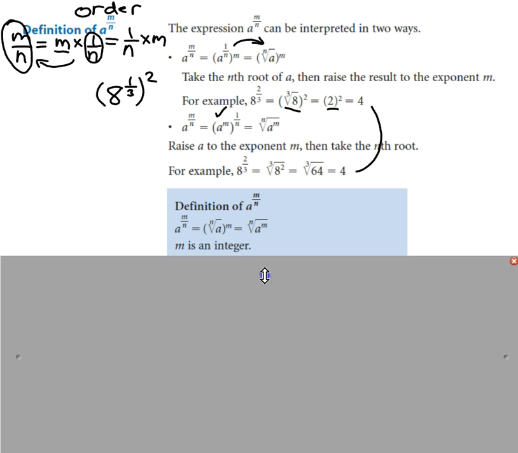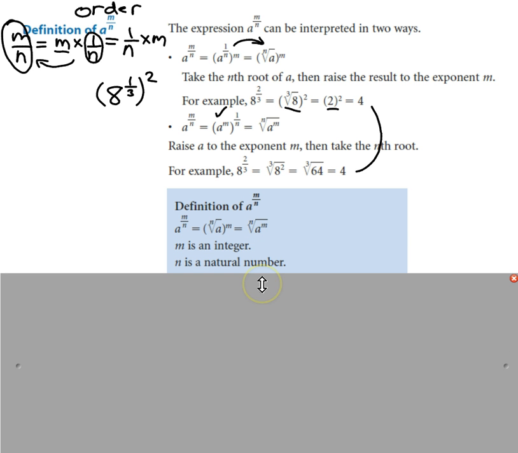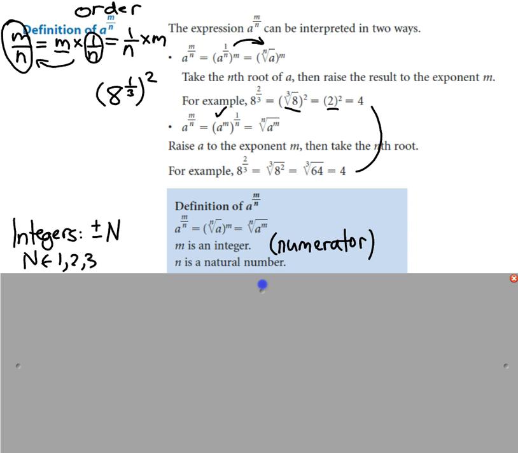And again, the conditions here just need to be mentioned. The numerator, okay, which is m, needs to be an integer. What that will allow us to do is potentially use a negative value. Okay, integers are negative natural numbers, basically. So anything that is a natural number is 1, 2, 3. And integers are the positive and negative natural numbers. Okay, and it also includes 0.